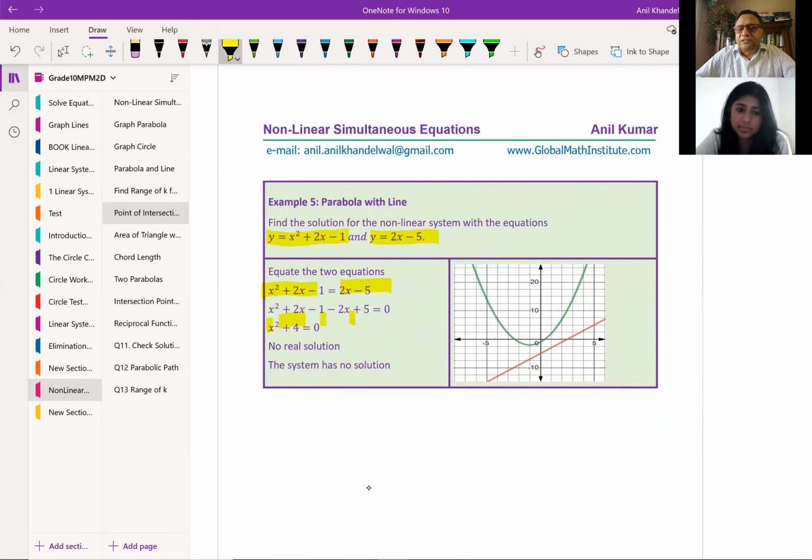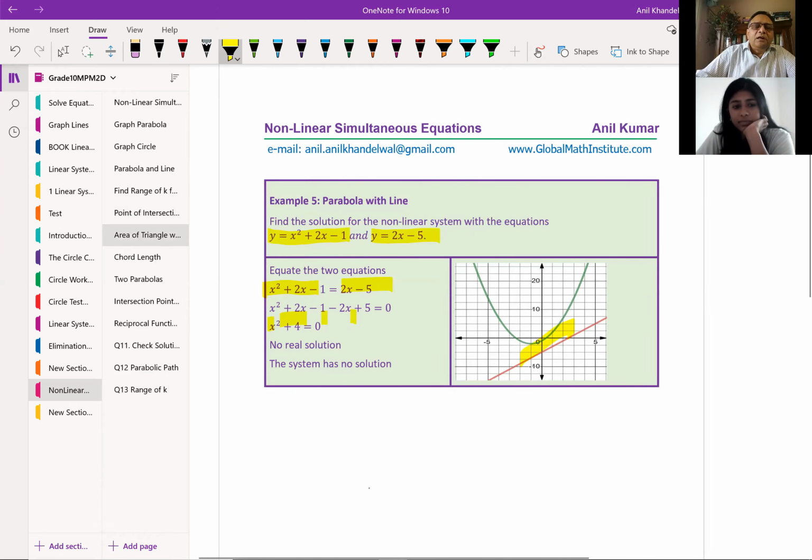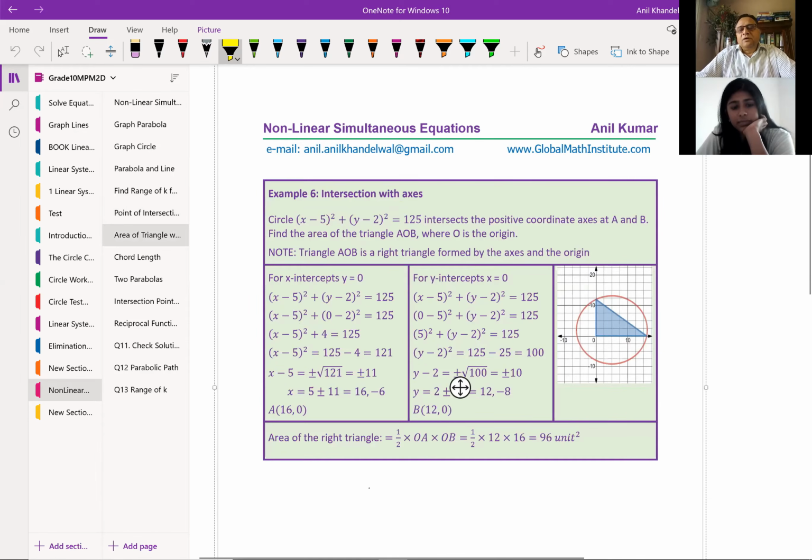When you get x squared plus 4 equals 0, you know x squared plus 4 can never be 0, right? Both are positive numbers. So there is definitely a gap between the two. So you can see that many nonlinear systems, as we also saw for the linear system, may not have any solution, right? b squared minus 4ac is, now you remember, less than 0. Negative. That's the case.